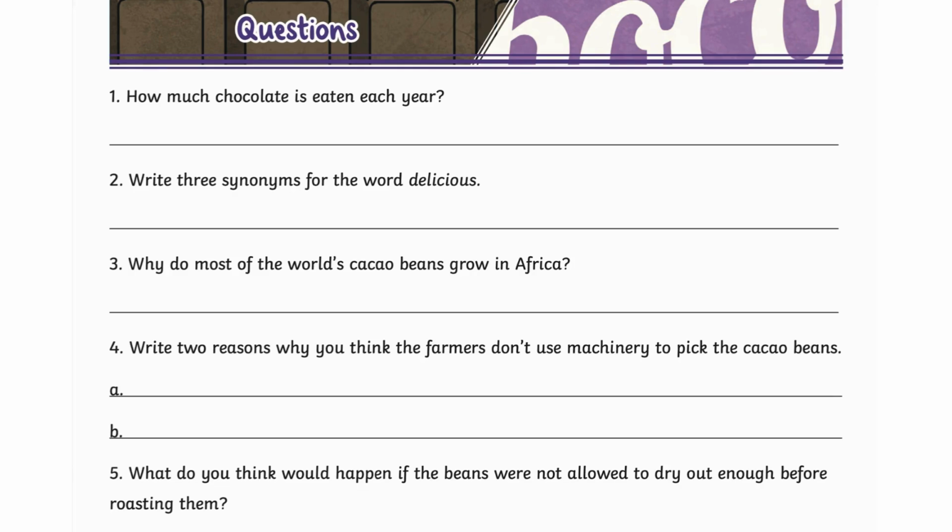Question time. How much chocolate is eaten each year? Write 3 synonyms for the word delicious. Why do most of the world's cacao beans grow in Africa? Write 2 reasons why you think the farmers don't use machinery to pick the cacao beans. What do you think would happen if the beans were not allowed to dry out enough before roasting them?